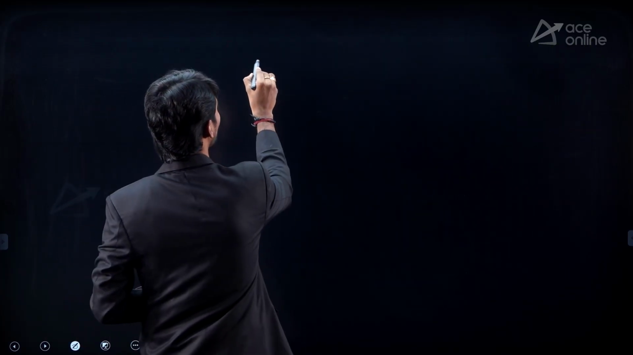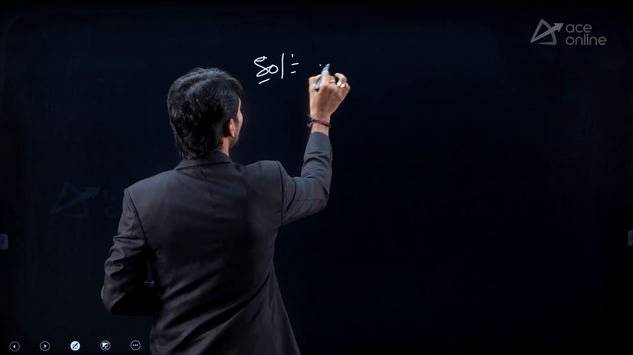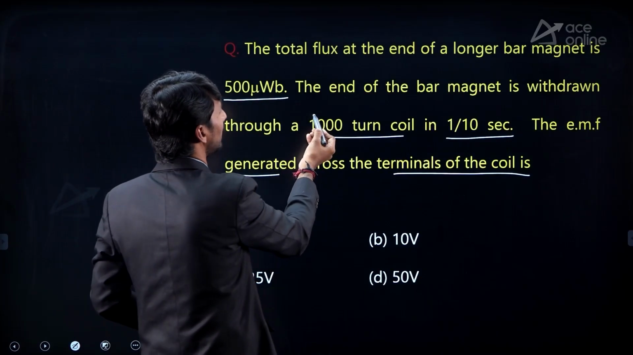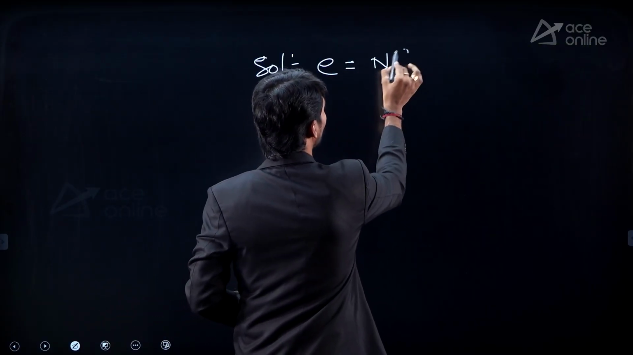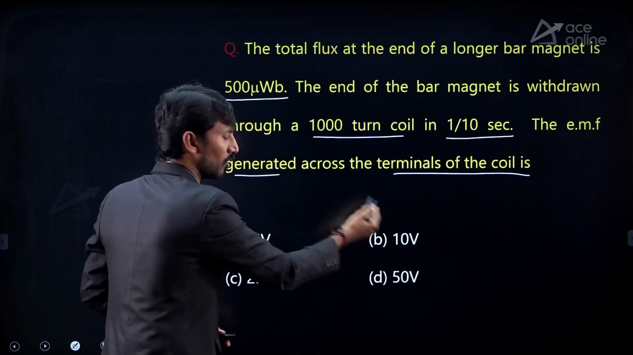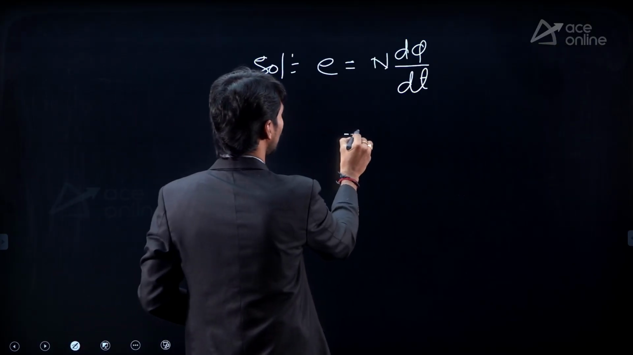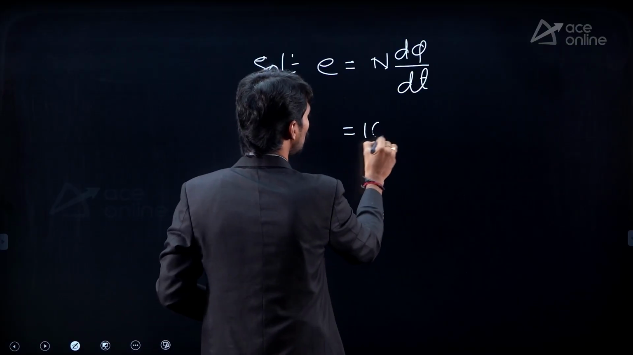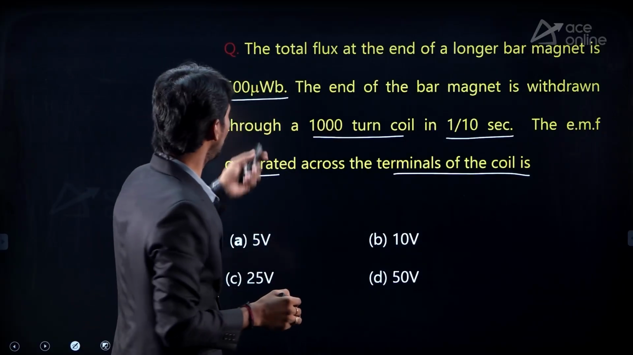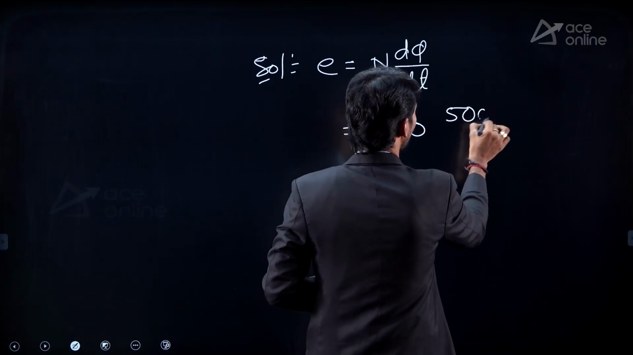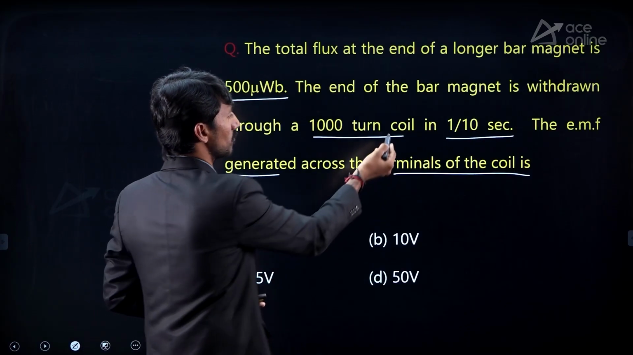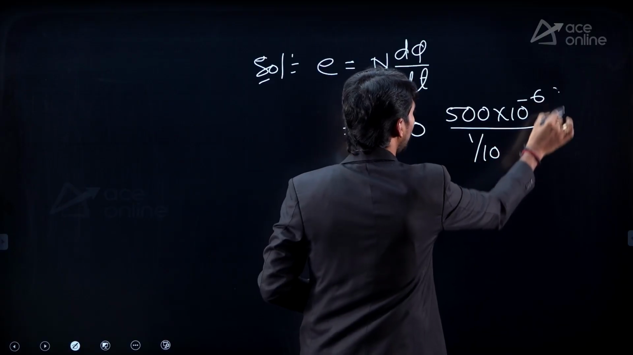So what is the formula? Induced EMF E is equal to N d phi by dt. Actually minus will be there, but the options are not with minus, no issue. Number of turns is 1000. What is the total flux they have given? Simply 500 microweber. 500 into 10 power minus 6, divided by how much time? 1 by 10.